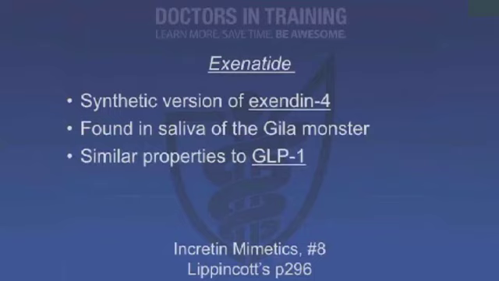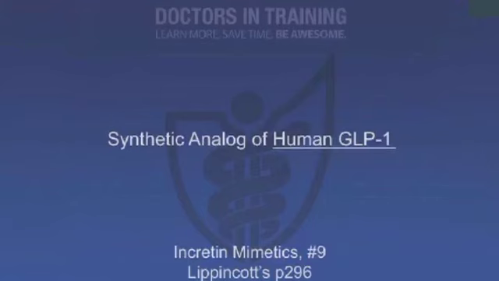But the exendin-4 has biological properties very similar to the incretin hormone called GLP-1. Now, liraglutide is a little bit different. It's actually an analog of human GLP-1 that's synthetically created. So both of these are going to mimic the action of GLP-1, which is to increase insulin and decrease glucagon.